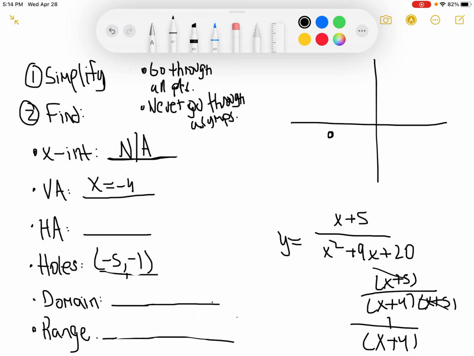For the horizontal asymptote, look at the degrees. We see that the degree is greater on the denominator, so that means it's y equals 0. Remember? Okay, so now we can plot. Let's draw our asymptotes. We have x equals negative 4.